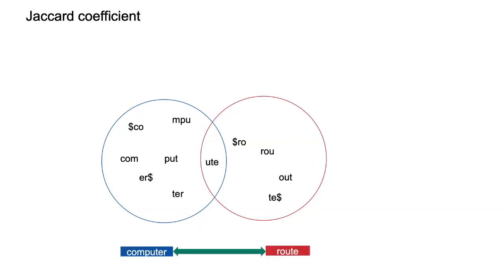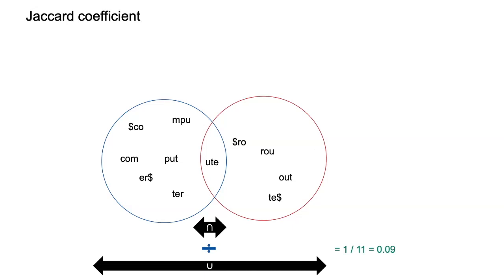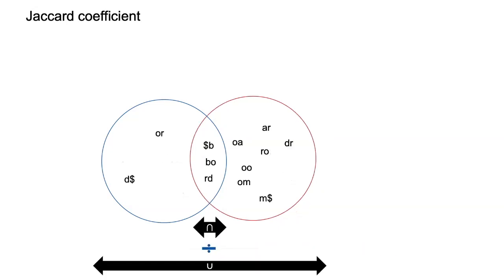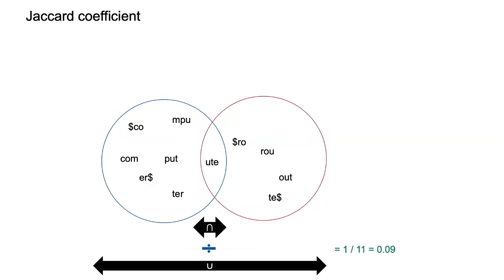All right, so it's called the Jaccard coefficient for that reason. The higher, the closer, and the lower, the further apart. Here's an example of further apart with computer and root, where only the 3-gram UTE would be in common. So that's 1 divided by 1, 2, 3, 4, 5, 6, 7, 8, 9, 10, 11. So 1/11th, right here. So it's a very small Jaccard coefficient. And here it was 1/4, which was a bit better, right? So this is much less.